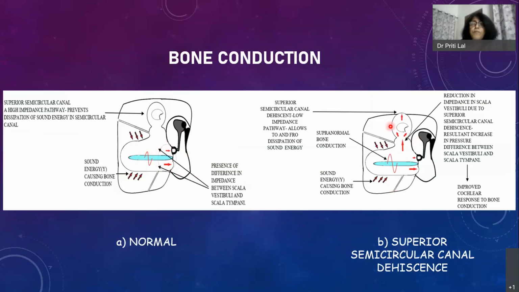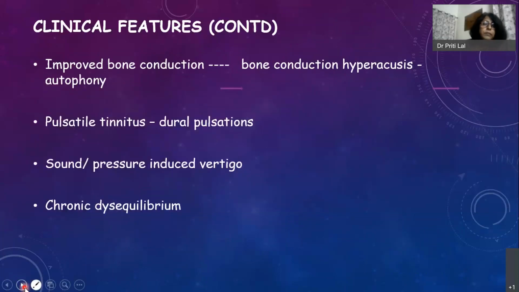In the presence of a superior semicircular canal dehiscence, as I said earlier, a part of this acoustic energy will get dissipated through the canal. This further enhances the pressure differential between the scala vestibuli and the scala tympani, which leads to an improved cochlear response to bone conduction. The improved bone conduction manifests as bone conduction hyperacusis, and the patient presents with autophony, where the patient can hear his or her own internal sounds.